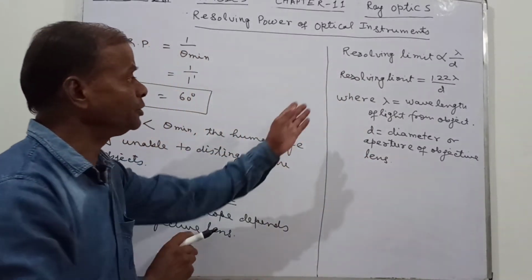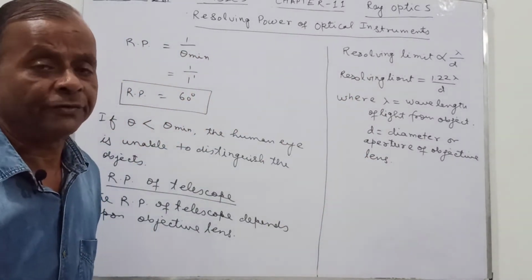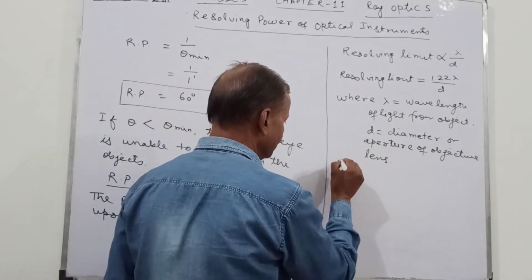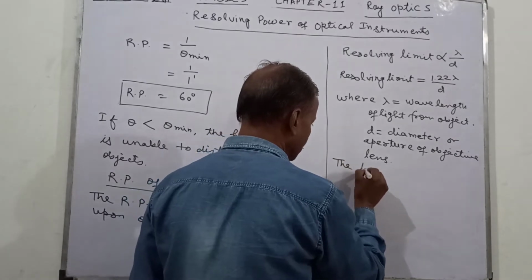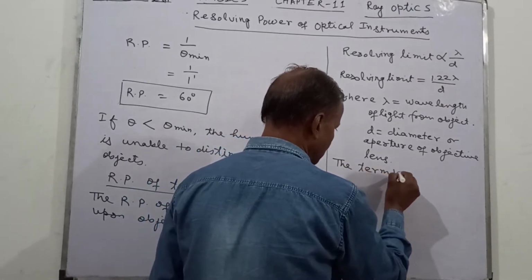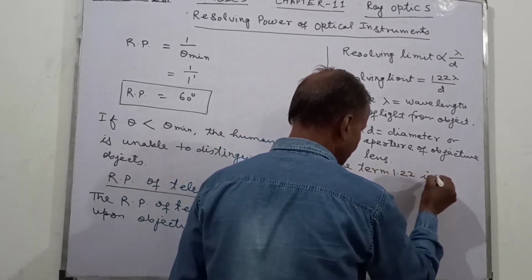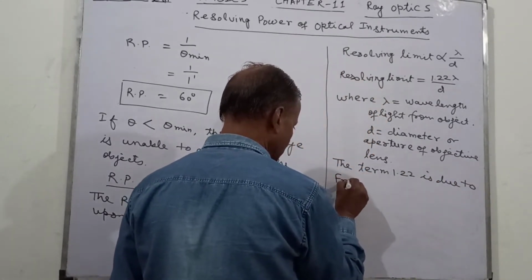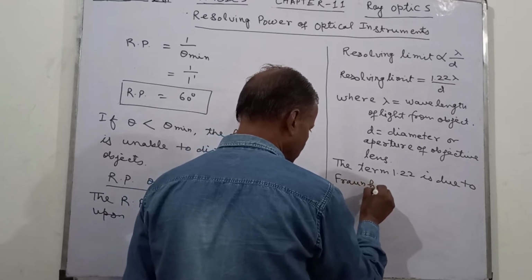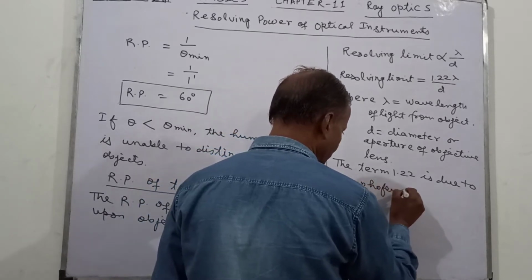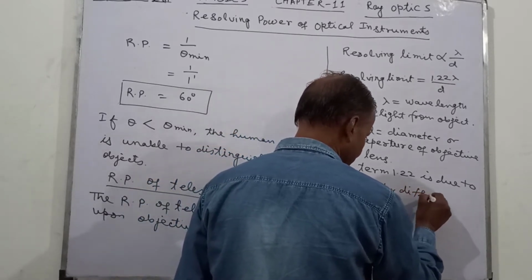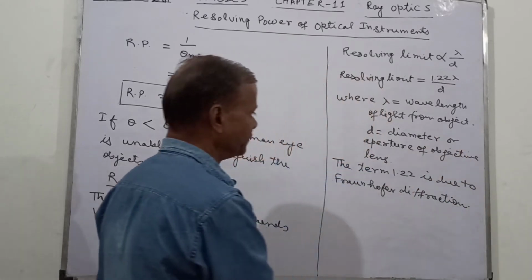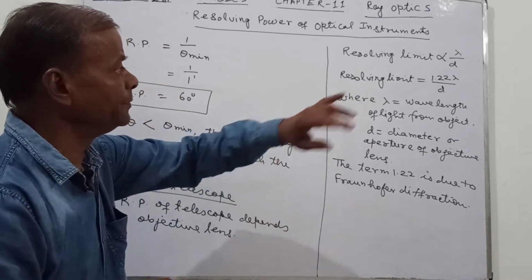The term 1.22 is due to Fraunhofer diffraction. So this is the resolving limit.